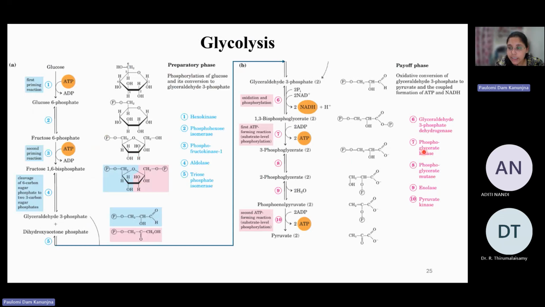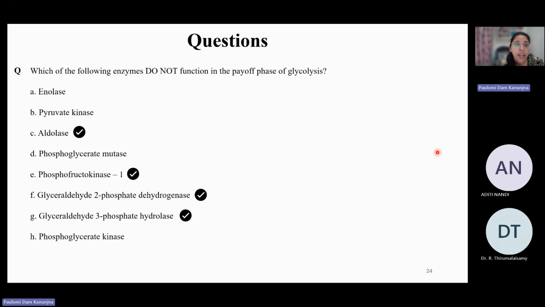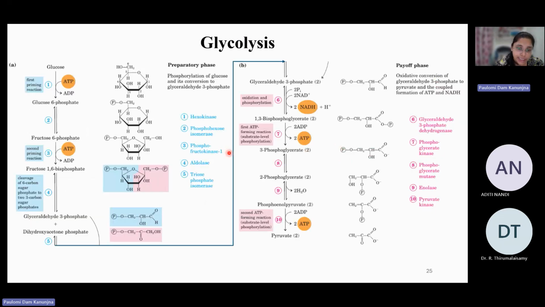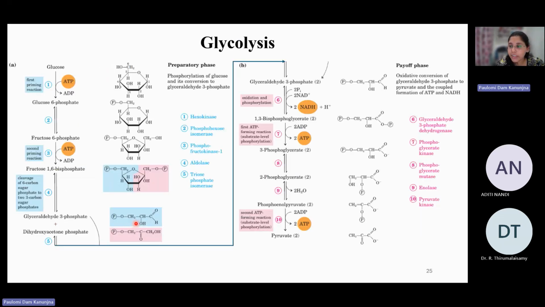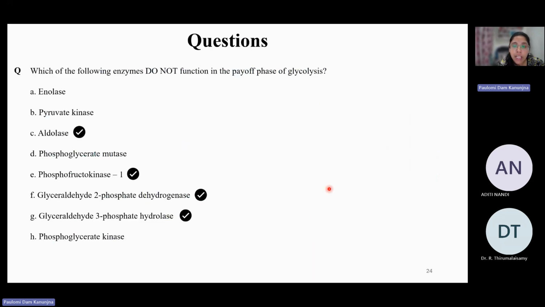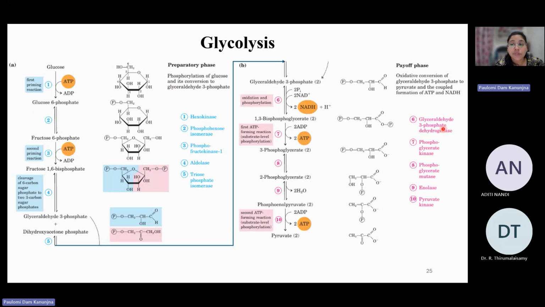Phosphoglycerate mutase is here, so it is used in the payoff phase. Phosphofructokinase, we had seen into this. This was used in the preparatory phase. Then we had glyceraldehyde 3 phosphate hydrolase. You don't see that. Glyceraldehyde 2 phosphodehydrogenase. Glyceraldehyde 3 phosphodehydrogenase.